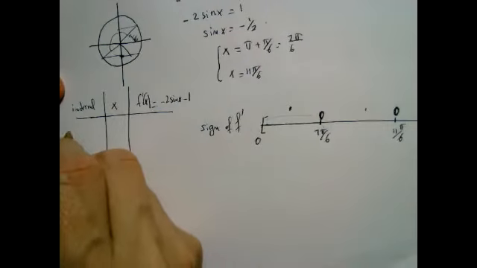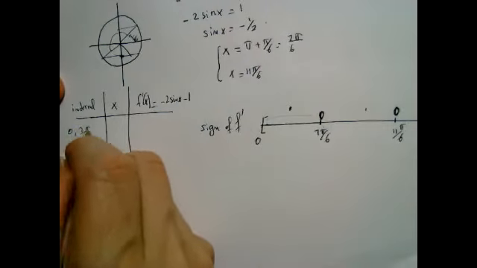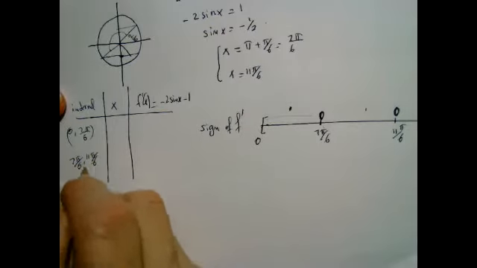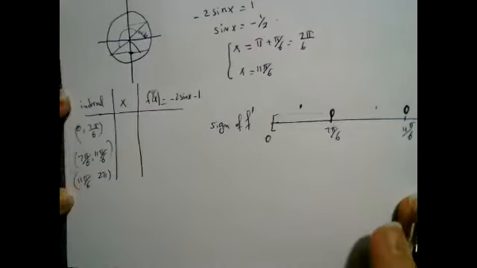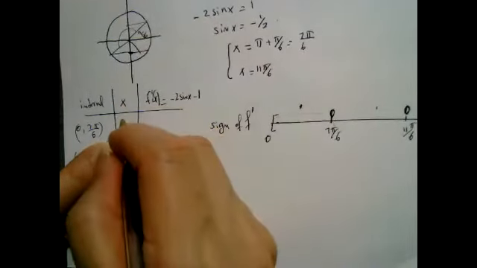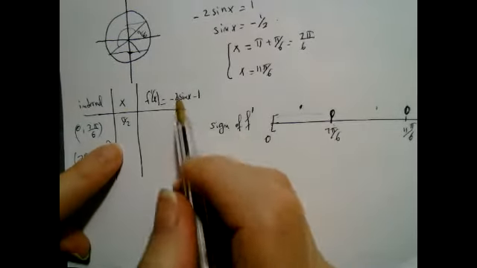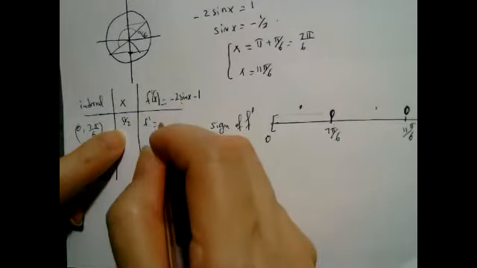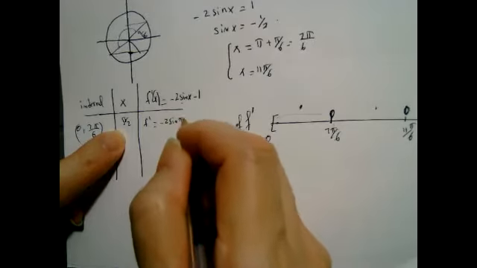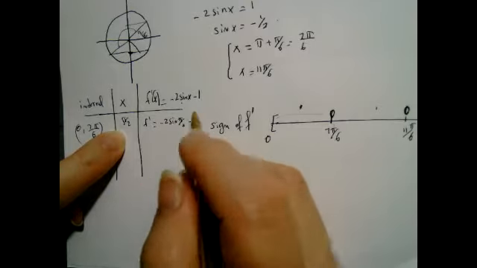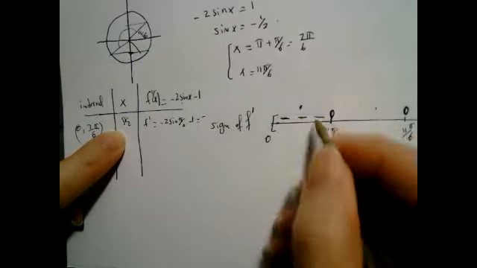So 0, pi over 6, 7 pi over 6, 11 pi over 6, and 2 pi. That's our only hope to find the sign. Between 0 and 7 pi over 6, of course, the easy value is pi over 2. At pi over 2, I plug pi over 2 into the expression of the derivative, so it's -2 sin pi over 2 - 1. Sin pi over 2 is 1, so I will have -2 - 1, negative. So this is going to give me a negative value.